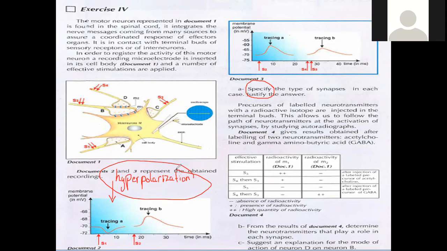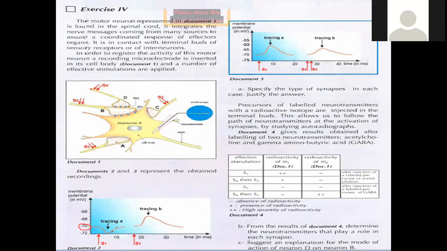So hyperpolarization. What is the meaning of hyperpolarization? We have an increase in the negativity below the resting potential, below minus 70. So this means that there is no action potential. Here, the synapse between A and the motor neuron is said to be an inhibitory synapse, since we have a decrease in the membrane potential below the resting. So we have an increase in the negativity, so no action potential and no transmission of the nervous message. So the synapse is said to be an inhibitory synapse.